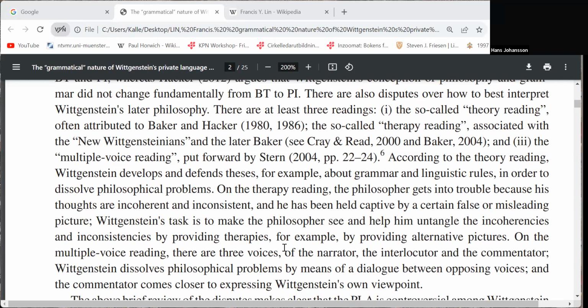And 3, the multiple voice reading put forward by Stern. According to the theory reading, Wittgenstein develops and defends theses, for example, about grammar and linguistic rules, in order to dissolve philosophical problems.